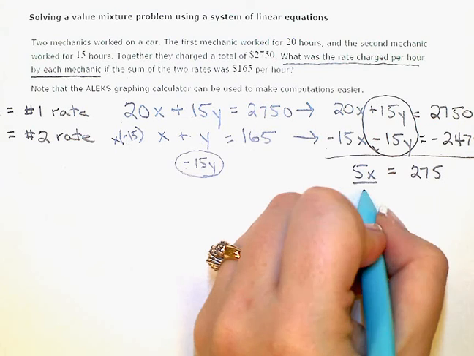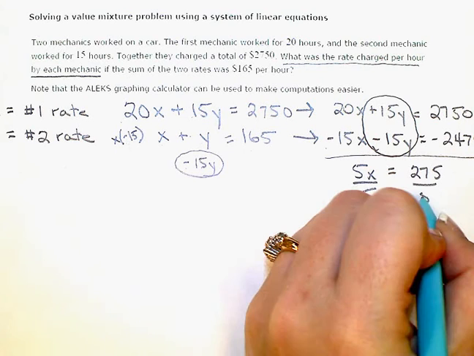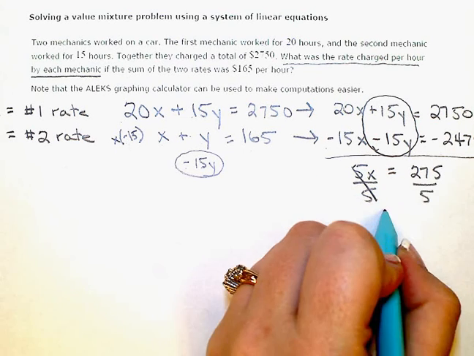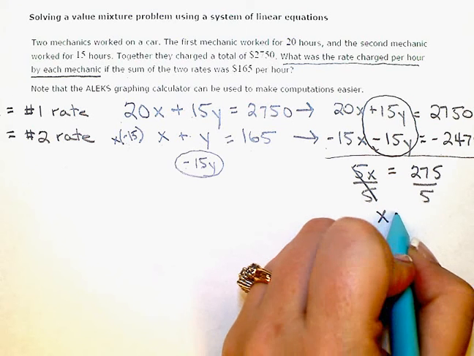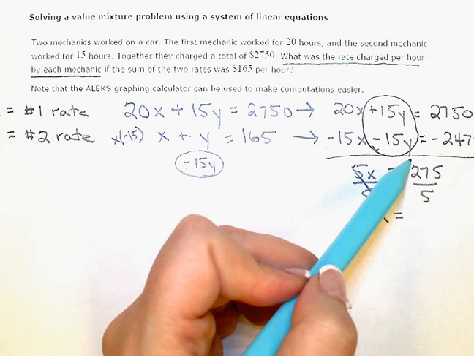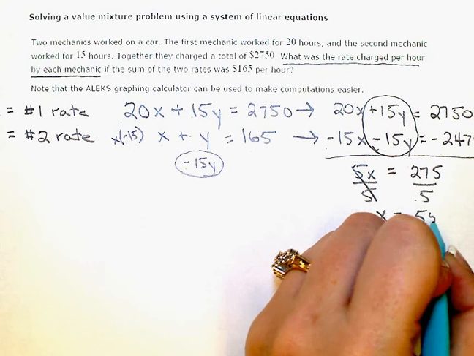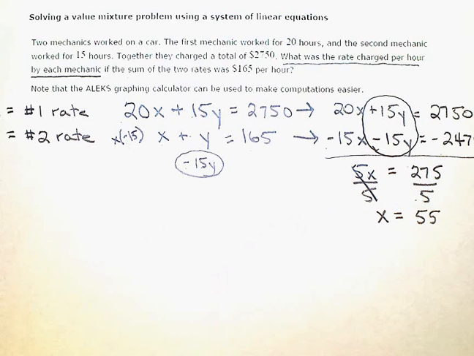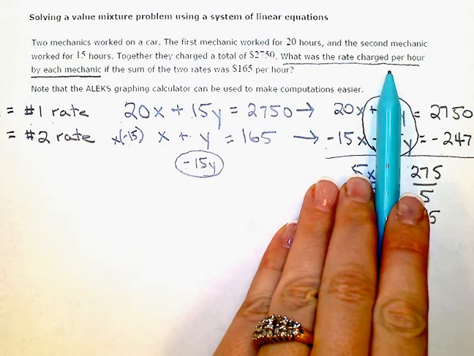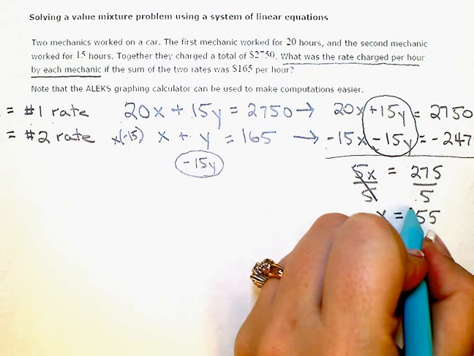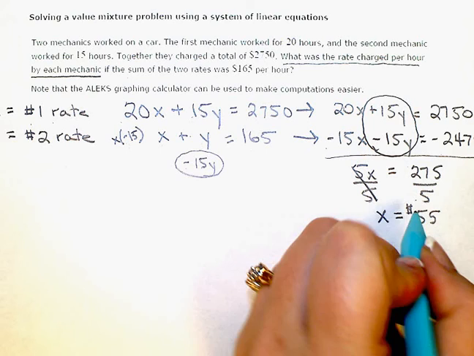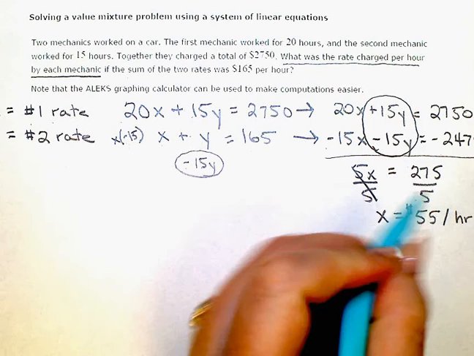Divide both sides by 5 to isolate my x, and I get x is equal to 275 divided by 5, which is 55. Now remember, X is mechanic number one's hourly rate, or how much he charges per hour. So we know mechanic number one charges $55 per hour.